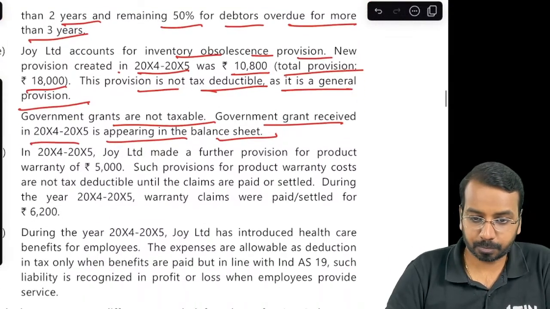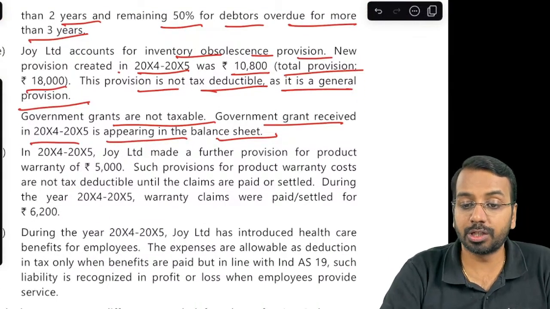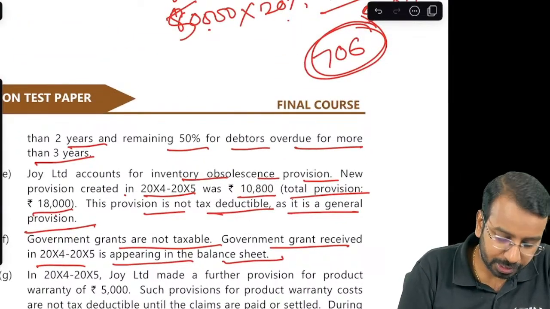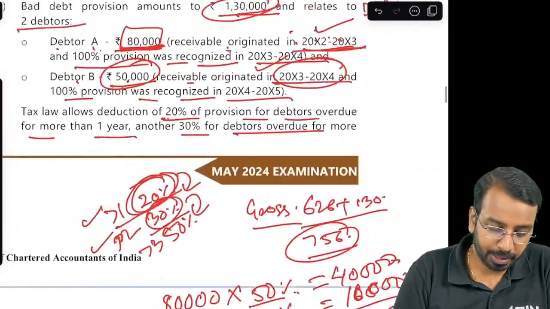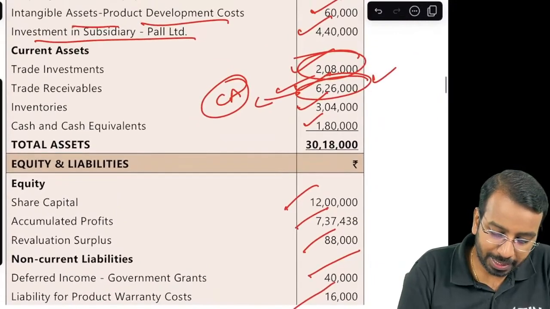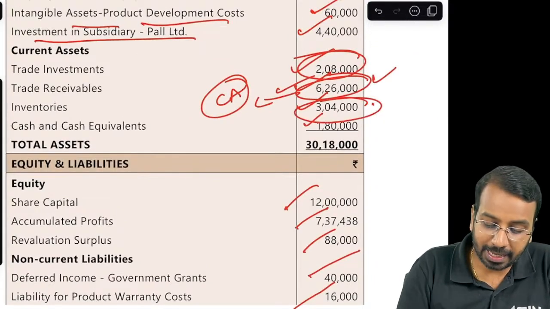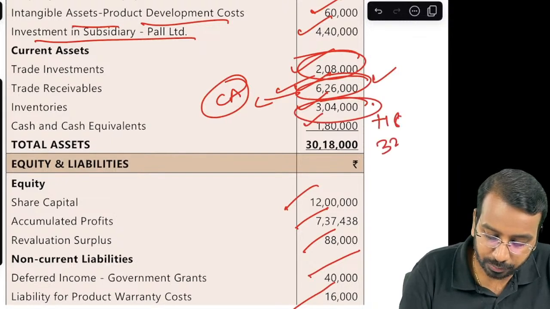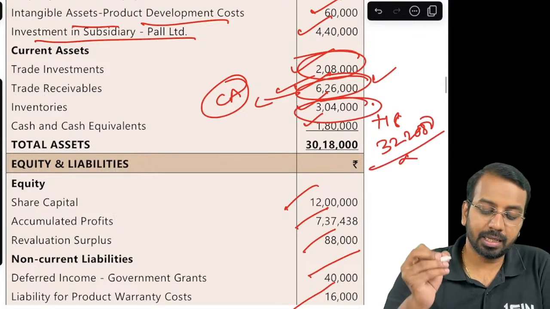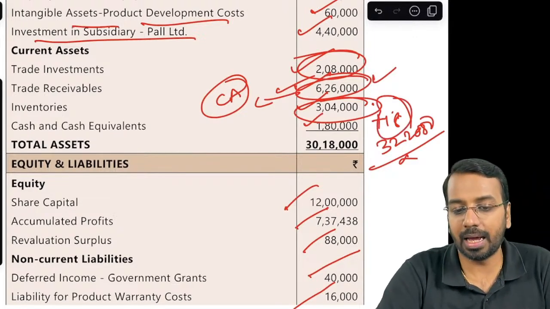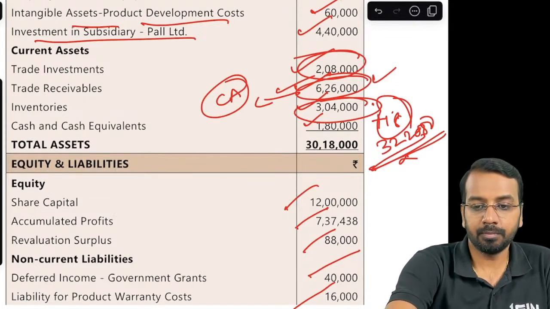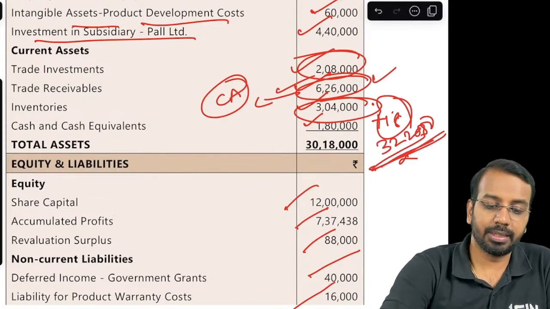So, when it comes to provision for inventories, right? Now, what has happened? You have deducted a provision for inventories of a total of 18,000. What is the balance in the books? Balance in the books is 3,04,000. For tax, how much will it be? Plus 18,000, 3,22,000. So, for 3,22,000, the difference, whatever is there, on that you will have a deferred tax implication. Because tax amount is higher, it will create a DTA.